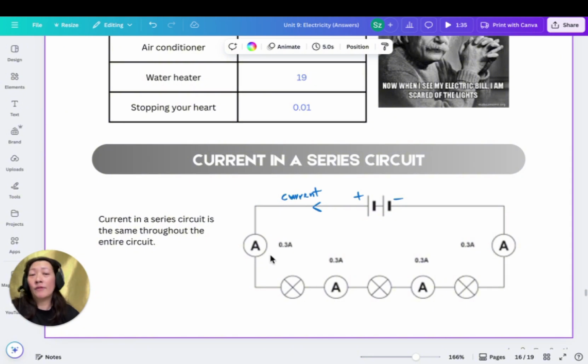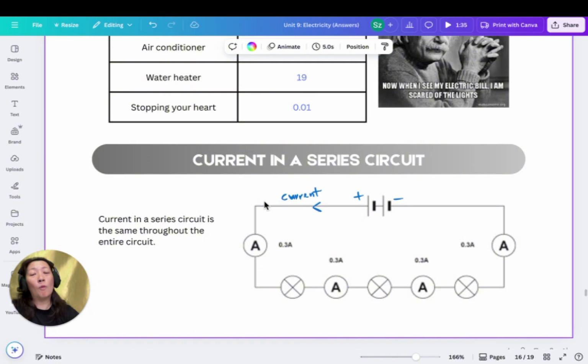Now, if the current value changes, and let's say one ammeter has increased to 0.5 ampere, then all of the ammeters will show the same value of 0.5 ampere. If at any time you set up a series circuit and one of the ammeters shows a different reading, that means that's an anomaly. There's probably something wrong with that ammeter, or the ammeter was not calibrated properly.